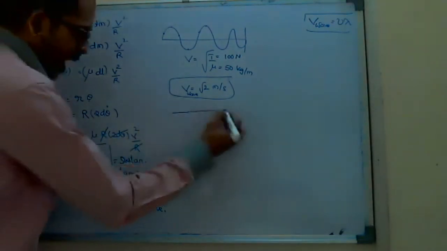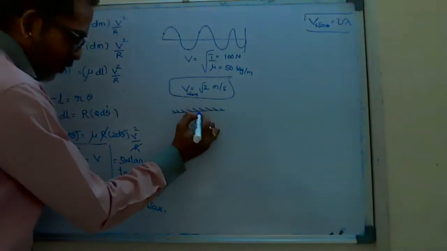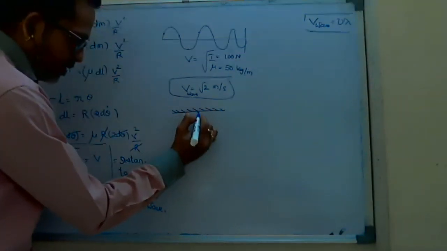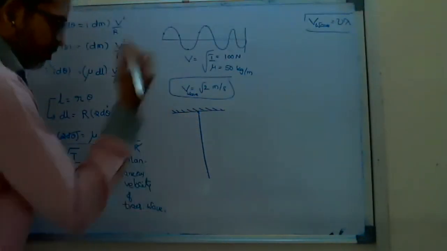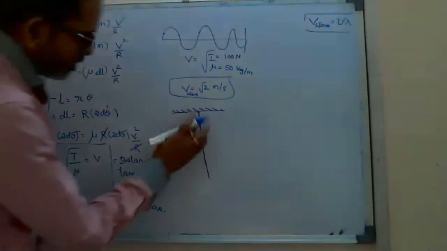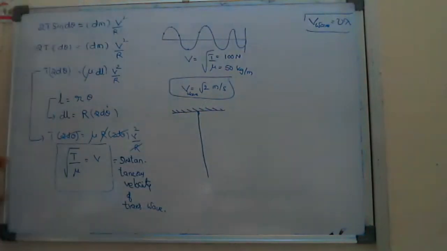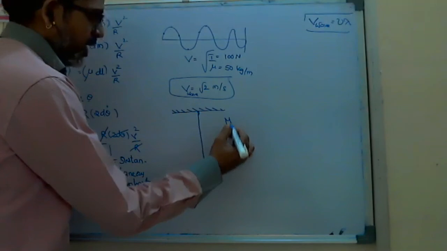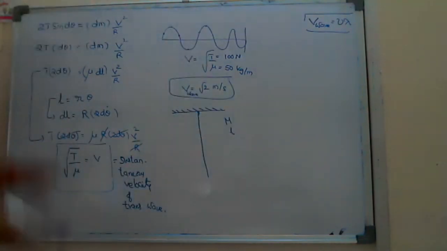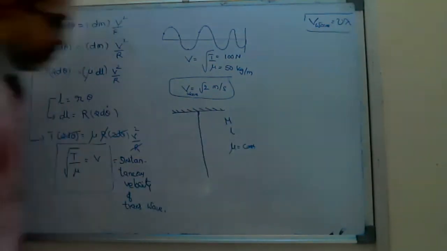Suppose this is one support, like a roof or ceiling. From there, I am suspending one string like this, of course vertical, in a gravity region, so gravity acts on it. Its mass is m and its length is l. The distribution of mass is uniform, which means mu is constant, equal to m by l.